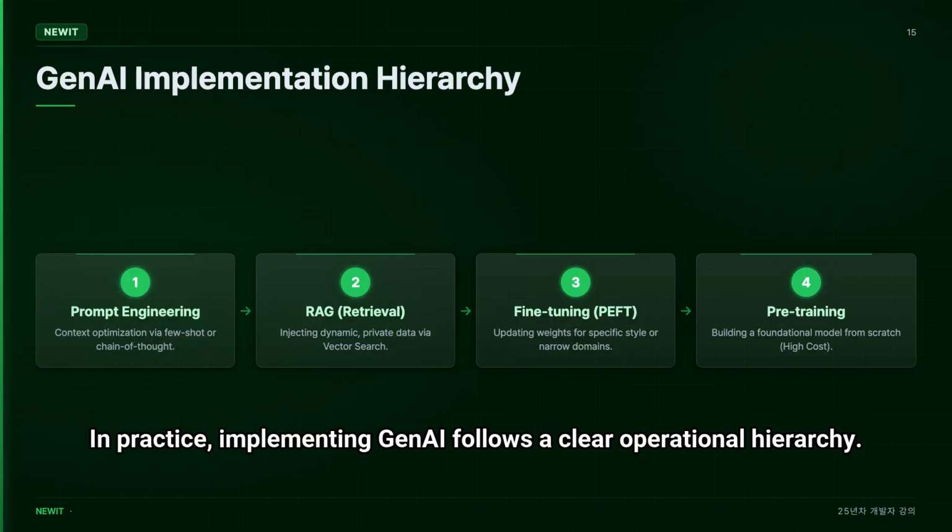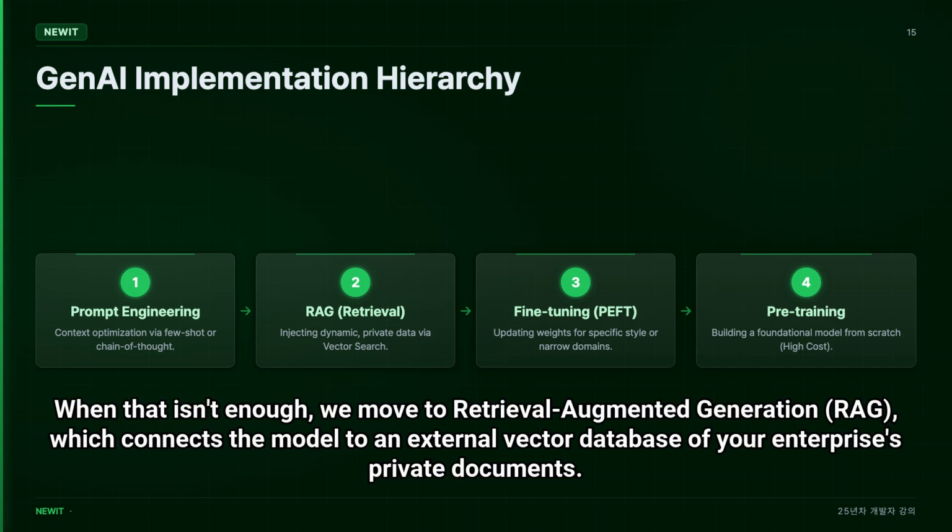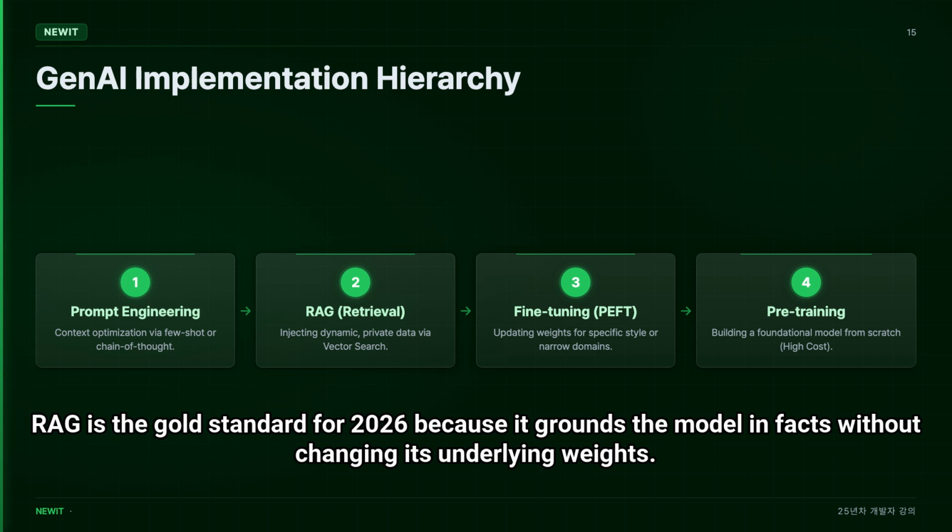In practice, implementing GenAI follows a clear operational hierarchy. It starts with prompt engineering, optimizing how we query the model. When that isn't enough, we move to retrieval augmented generation, RAG, which connects the model to an external vector database of your enterprise's private documents. RAG is the gold standard for 2026 because it grounds the model in facts without changing its underlying weights.